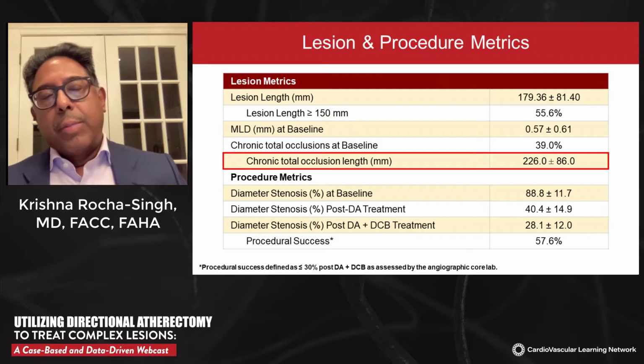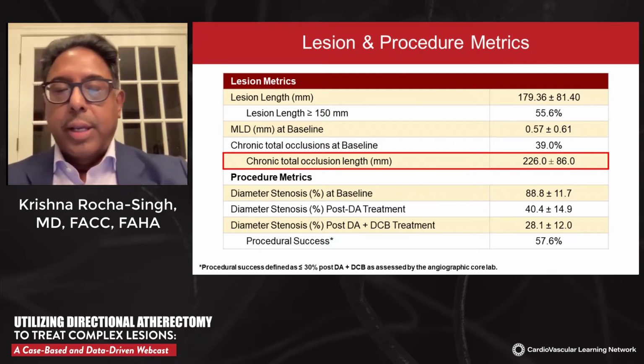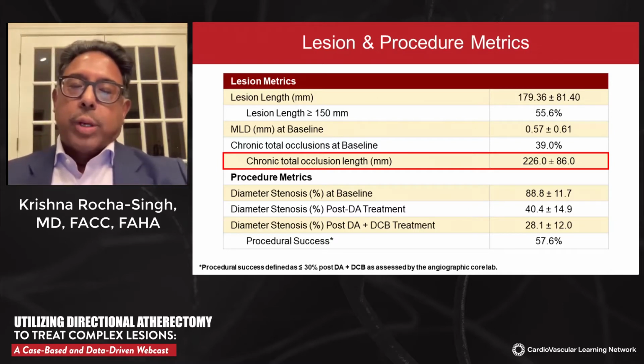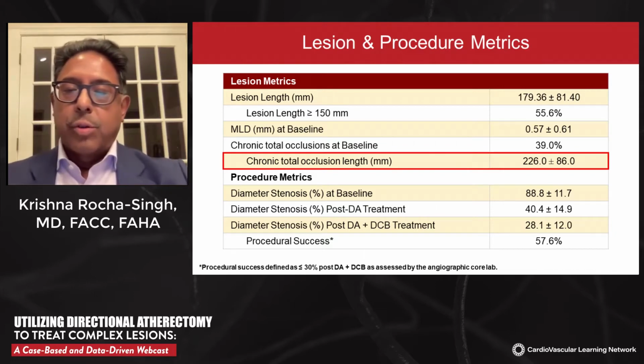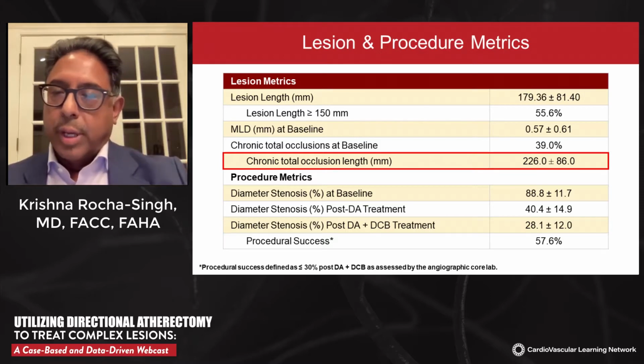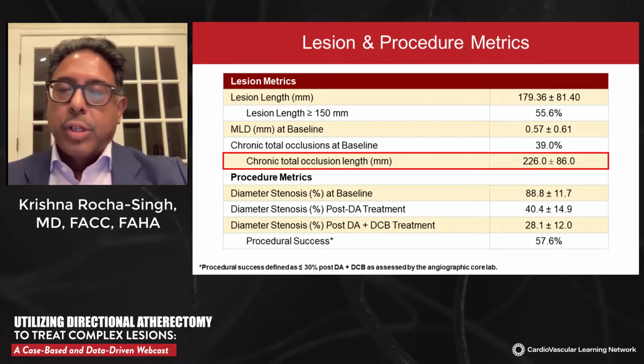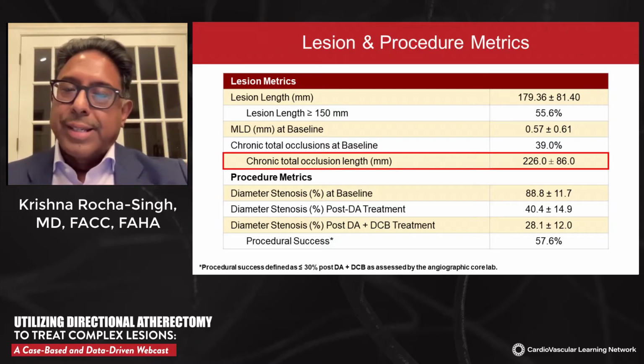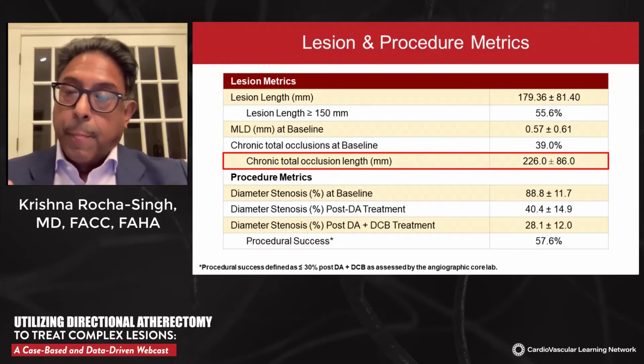I want to reflect a little bit upon the procedural metrics here. Baseline percent diameter stenosis is noted at 88%. And we looked at the interval atherectomy reduction in percent diameter stenosis, which went from approximately 90% to 40%. And then the final percent diameter stenosis after the application of DCB, you see that at 28%. Now at the bottom there, you see that we pre-specified procedural success, and that procedural success was defined as less than 30% residual stenosis after both atherectomy and DCB.